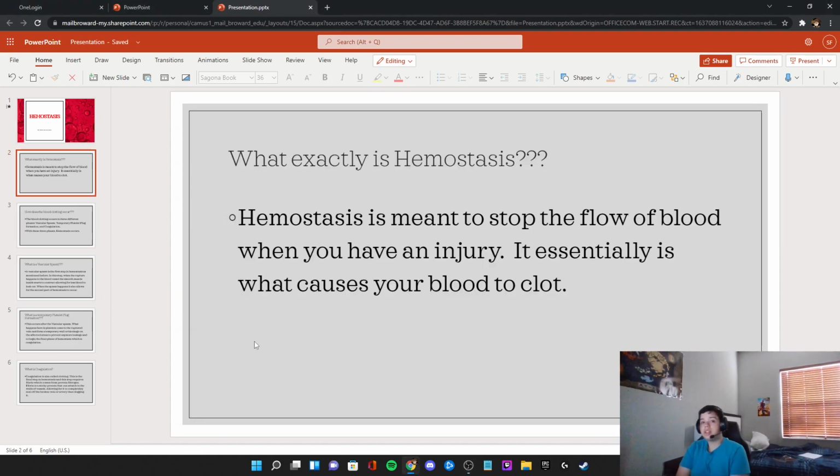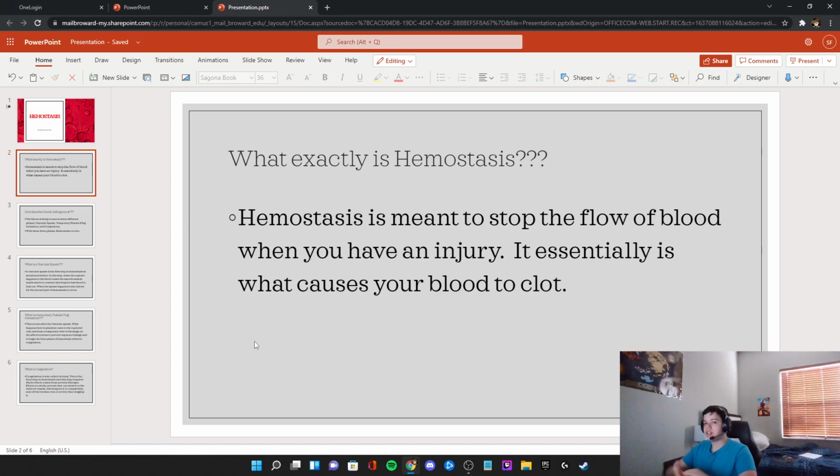Hemostasis is essentially your body clogging a rupture either in your artery or your vein to prevent more blood loss. So you know how when you cut your finger, it bleeds for a little bit, but after a while, it starts to get a little crusty or sticky, and the blood stops coming out. That is caused by hemostasis.